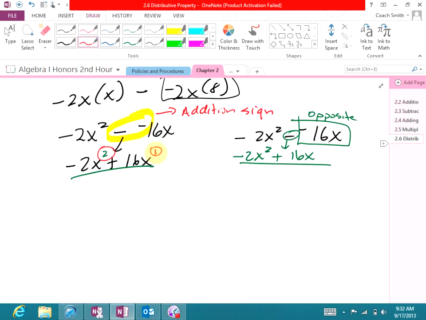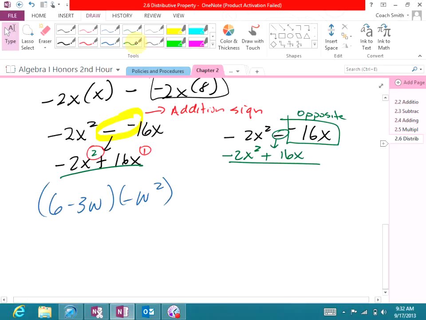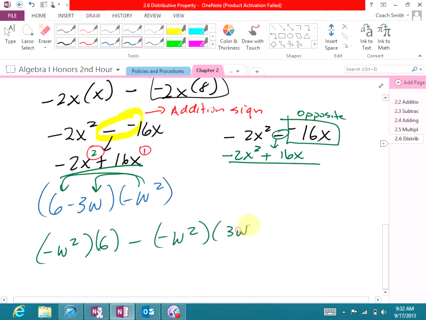All right, let's look at this one. 6 minus 3w times negative w squared. Now it's at the back end of the parentheses. Well, being at the back end of the parentheses is the same thing as being at the front end of the parentheses. I still have to distribute this to both things inside the parentheses. And so that gives me negative w squared times 6 minus negative w squared times 3w.